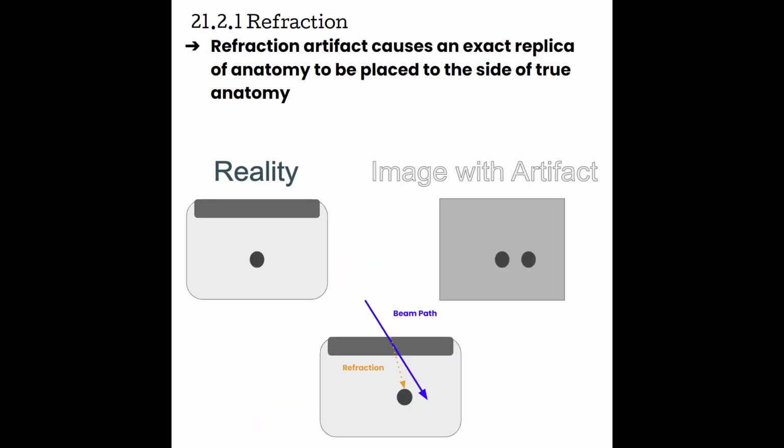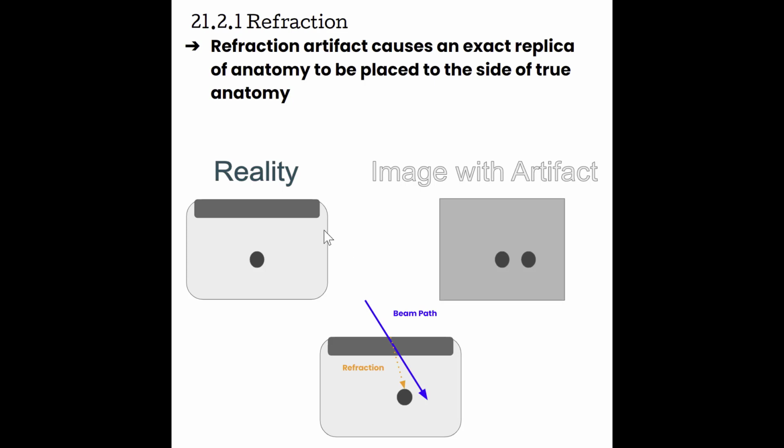Refraction occurs when sound enters the body and bends or changes directions from the original path of the beam. The beam expects that any reflections are coming back from the original path. So when other reflections come back, they are mapped to that path. So refraction artifact causes an exact replica of anatomy to be placed to the side of true anatomy. Now the side-by-side or lateral placement of the false anatomy is also going to degrade lateral resolution, as it is going to obscure the anatomy that should be there.